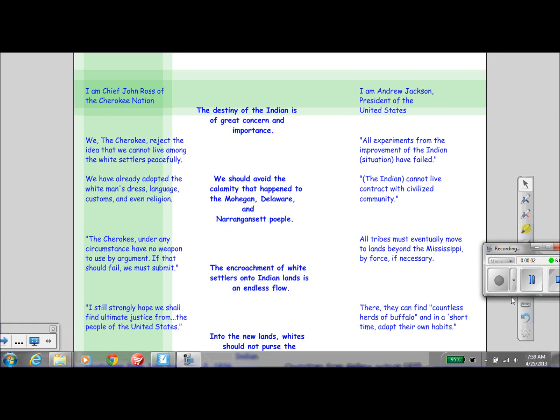I am Chief John Ross of the Cherokee Nation. I'm Andrew Jackson, President of the United States. The destiny of the Indian is of great concern and importance. We, the Cherokee, reject the idea that we cannot live among the white settlers peacefully. All experiments from the improvement of the Indian situation have failed. We have already adopted the white man's dress, language, customs, and even religion. The Indian cannot live in contact with civilized humanity. We should avoid the calamity that happened to the Mohegan, Delaware, and Narragansett people. The Cherokee, under any circumstance, have no weapon to use but argument. If that should fail, we must submit. All tribes must eventually move to lands beyond the Mississippi, by force if necessary. The encroachment of white settlers onto Indian lands is an endless flow. I still strongly hope we shall find ultimate justice from the people of the United States. There they can find countless herds of buffalo, and in a short time adapt to their own habits. Into the new lands, white people should not pursue the Indian.